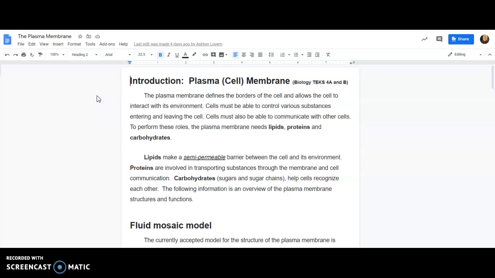And you may remember that the plasma or the cell membrane is kind of like the gatekeeper. Its whole function is to allow certain things into the cell and out of the cell, and to keep certain things out of the cell.